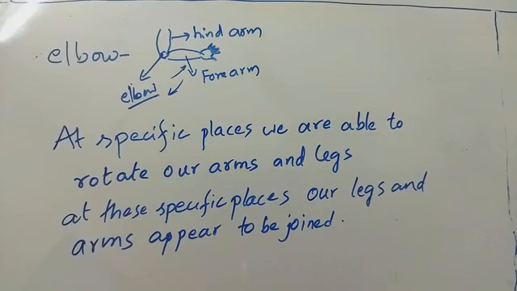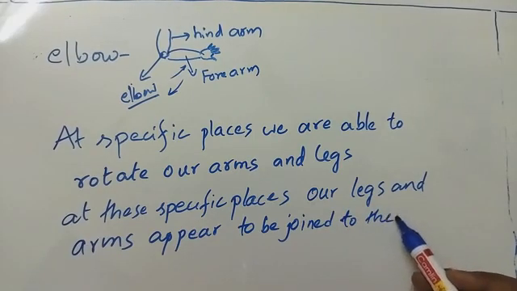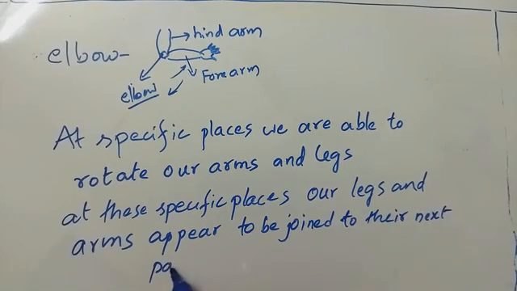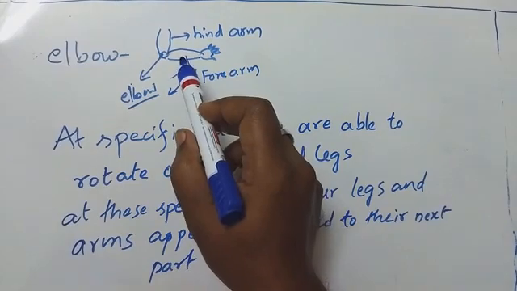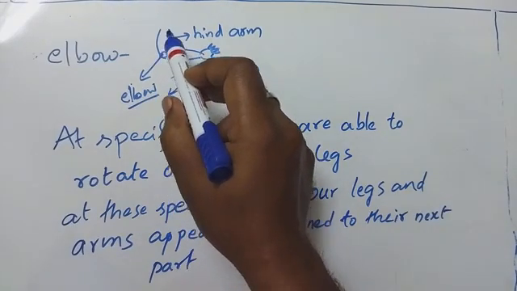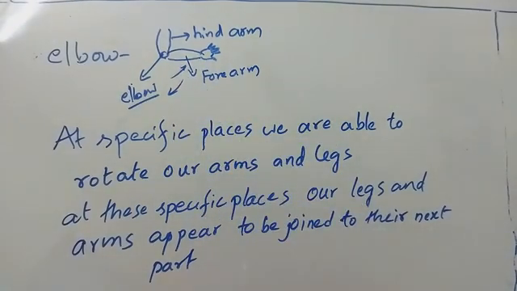Right? To what? To their next part. Like just now I have told, our forearm appears to be joined to the hind arm. Okay, or our hind arm appears to be joined to our forearm.